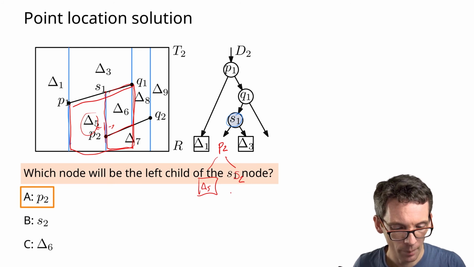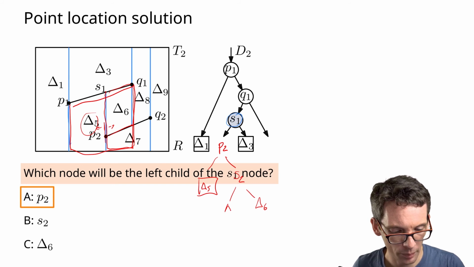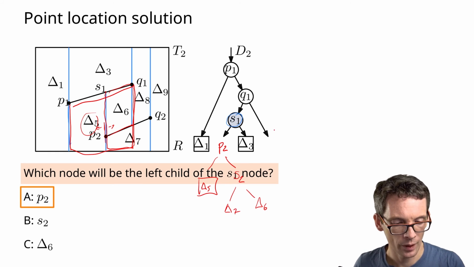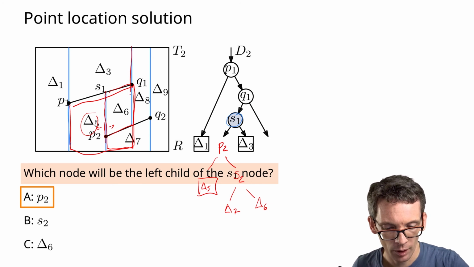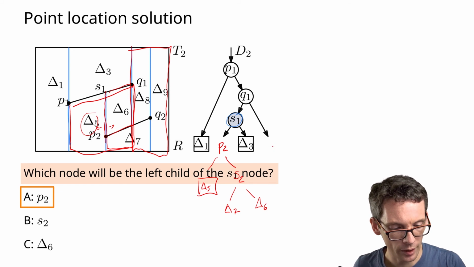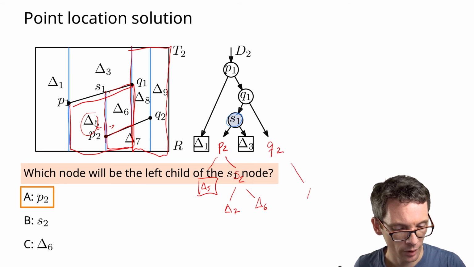And then above would be delta 6. Below would be delta 7. And likewise, if I'm to the right of Q1, I first need to test, am I to the left or right of Q2? If I'm to the right, I'm in delta 9.